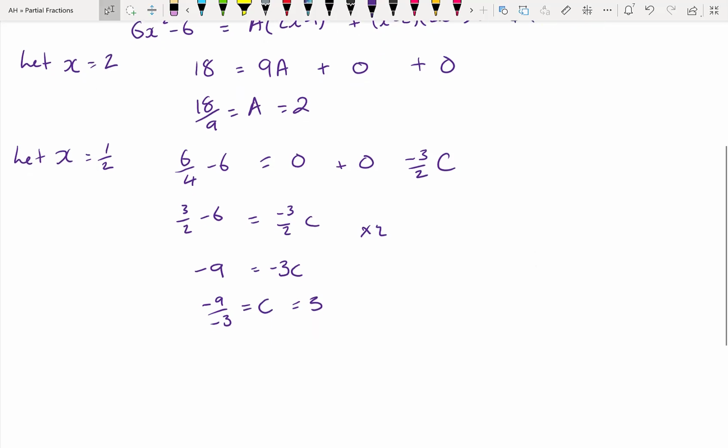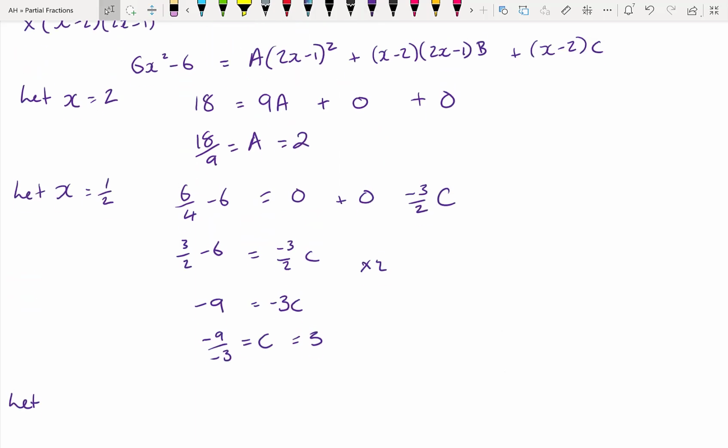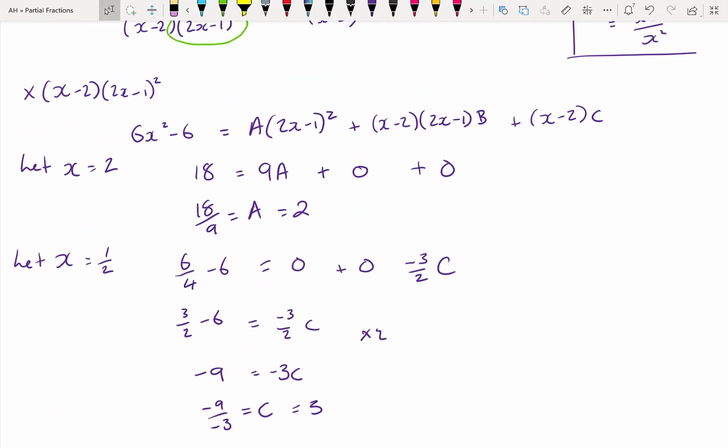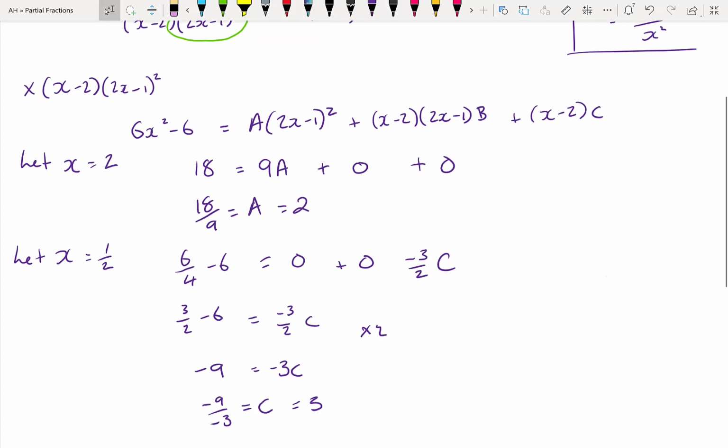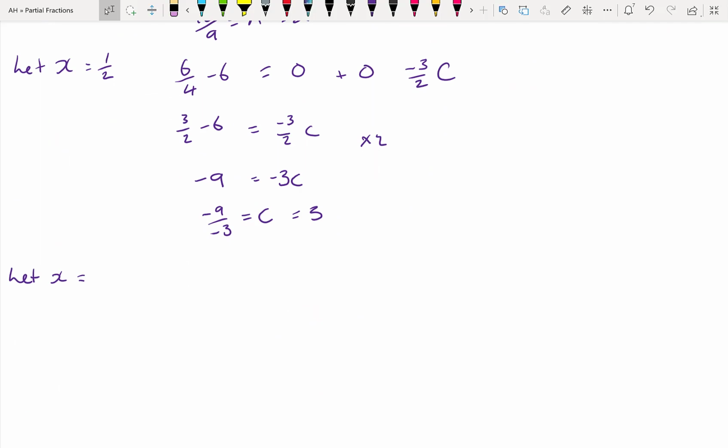Next thing I'm going to do, if all else fails and it gets a bit confusing, is decide what value I want x to be. If I make x equal 2, I can get rid of those brackets. If I make x equal a half, I can get rid of the other bracket. But in doing so, every time I've gotten rid of the b term in the middle, because b has both the brackets. So because now I know a and c, it doesn't matter what value I pick. So I'm just going to let x equal 0, and I'm going to go from there.